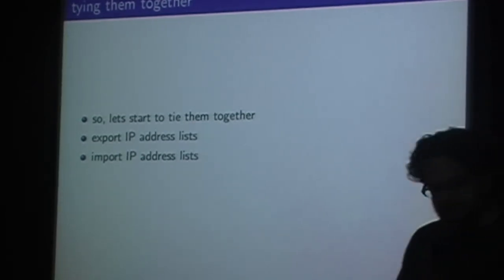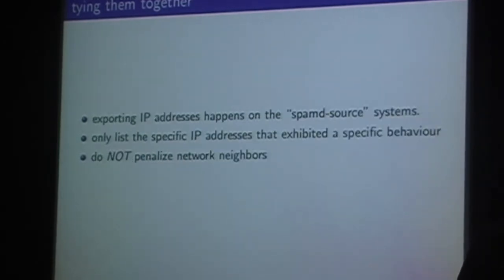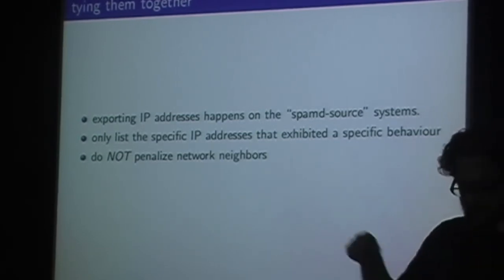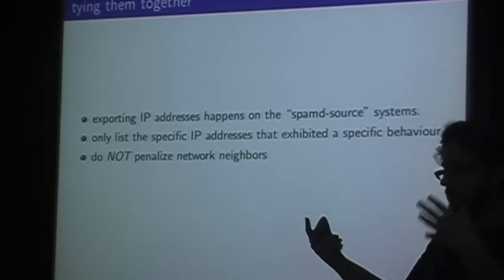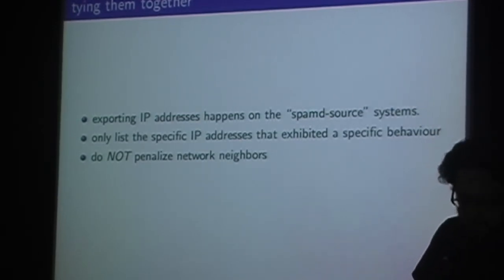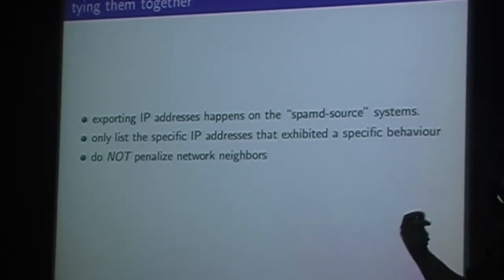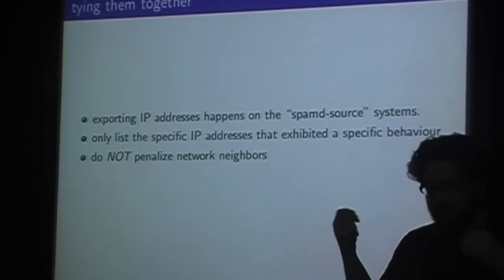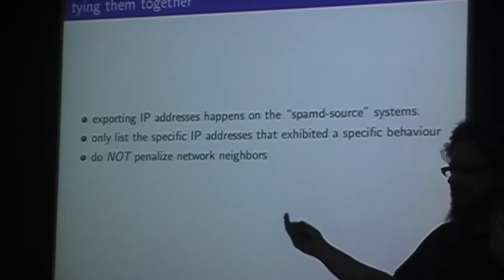So how do we tie these together? First, we need to export the IP address lists, and then we need to import them together. The exporting of the IP address list happens on what I'm calling the SPAMD source systems. These are the source of information providing data to SPAMD. What we do is we only list specific IP addresses that exhibit specific behavior. Either it passes what we define for whitelisting, or it passes what we define for blacklisting.